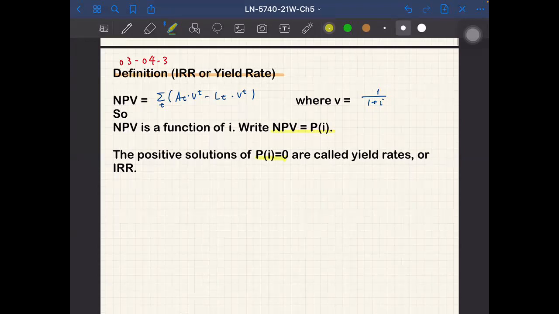So that means that if we have some product or project, we have cash inflow and cash outflow. So we have some implied interest rate we can get from that product or project. So that is the internal rate of return. That is called either yield rate or internal rate of return.